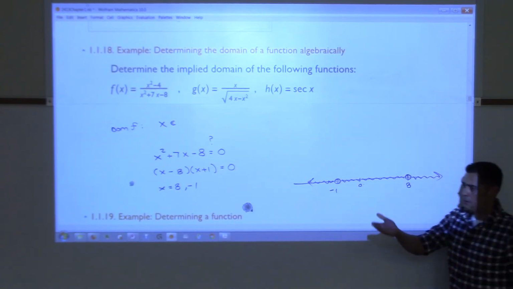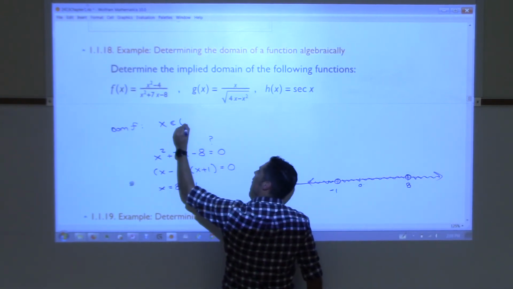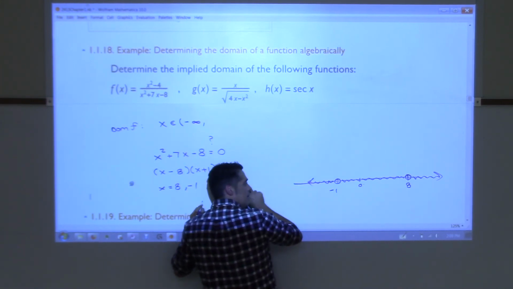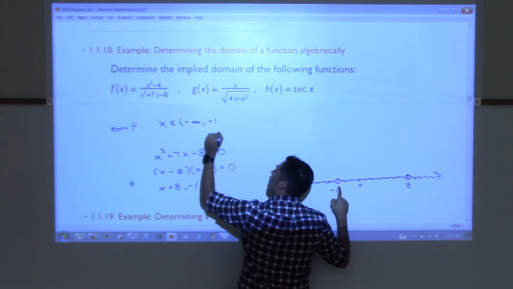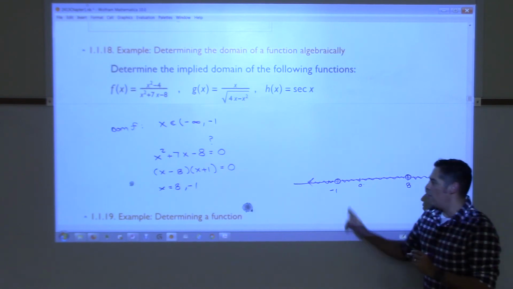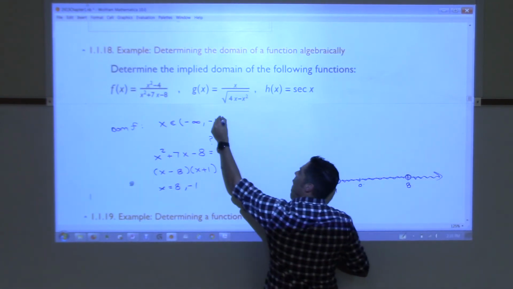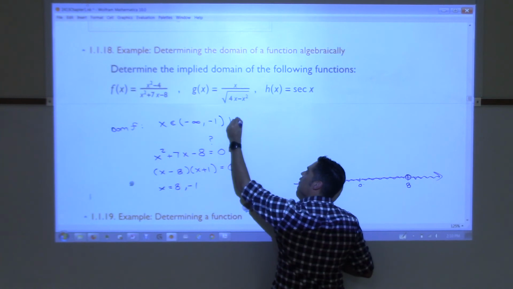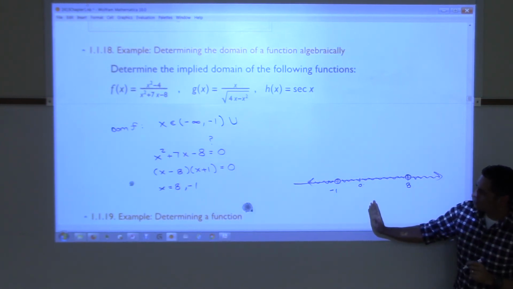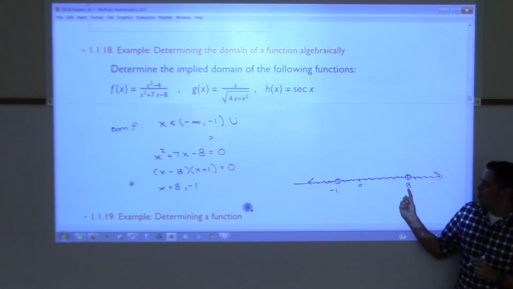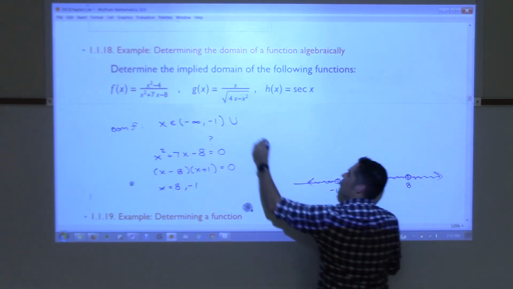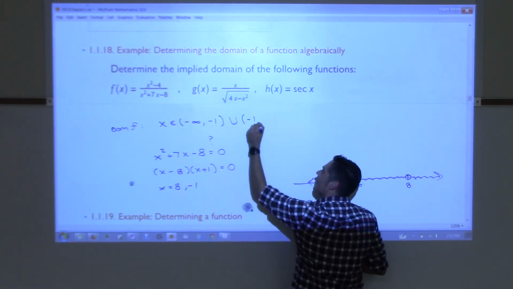So I write that, parenthesis, -infinity, so that's everything that way, to -1, bracket or parentheses? Parentheses, because I don't want to include -1. So parenthesis, union, now from where to where? We want to go to +8, but where do we start? -1 again. So it's kind of weird, but we put -1 again.